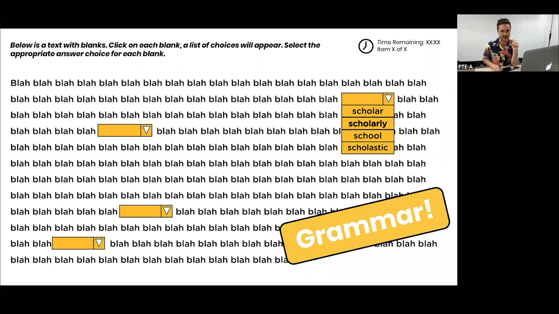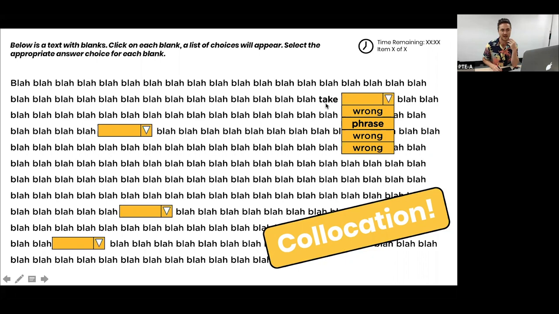Next one will be collocation or a short phrase. Like you might have a verb here like take, and then you have to choose a word to complete this phrase. Like, do you take duty, take responsibility, take authority, or take task? Well, you take responsibility for your life, for example. So maybe that's the phrase or the collocation.